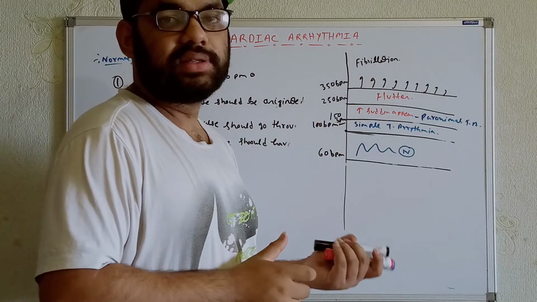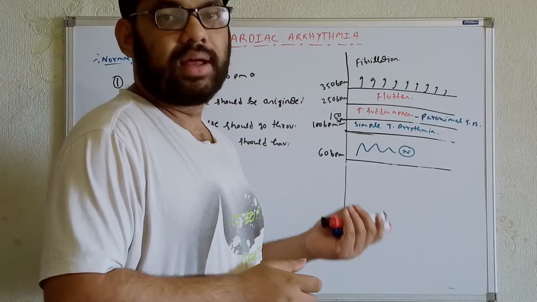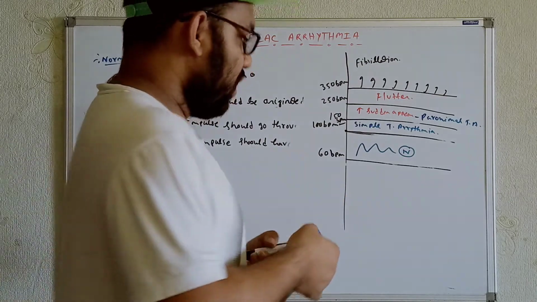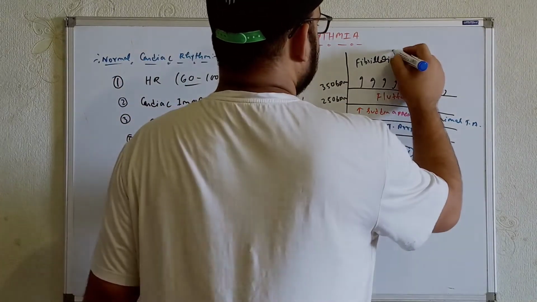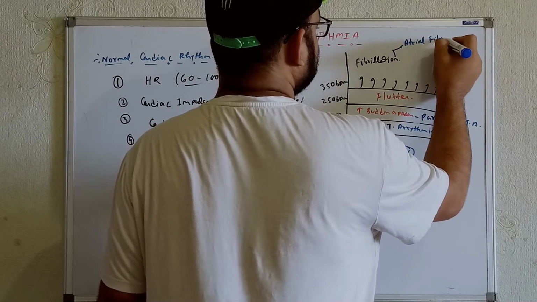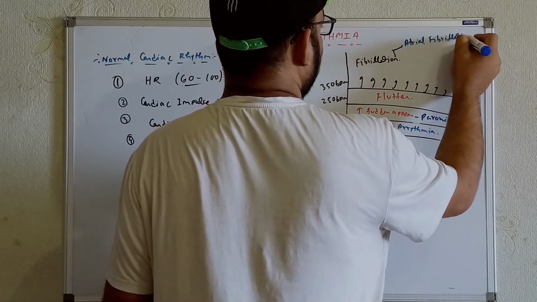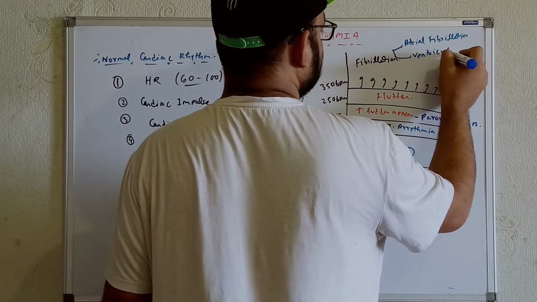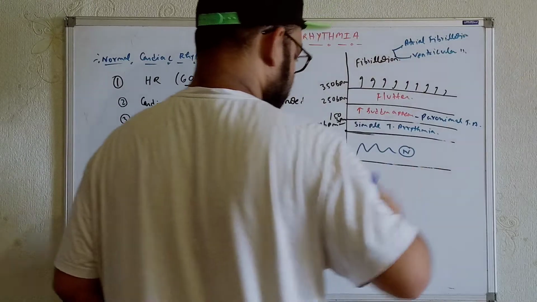Now fibrillation we can see in terms of the ventricle and in terms of the atrium. So we can get atrial fibrillations and we can get ventricular fibrillations. Let's write it over here: we can get the atrial fibrillation, or we can get the ventricular fibrillation. Okay, this is the thing.